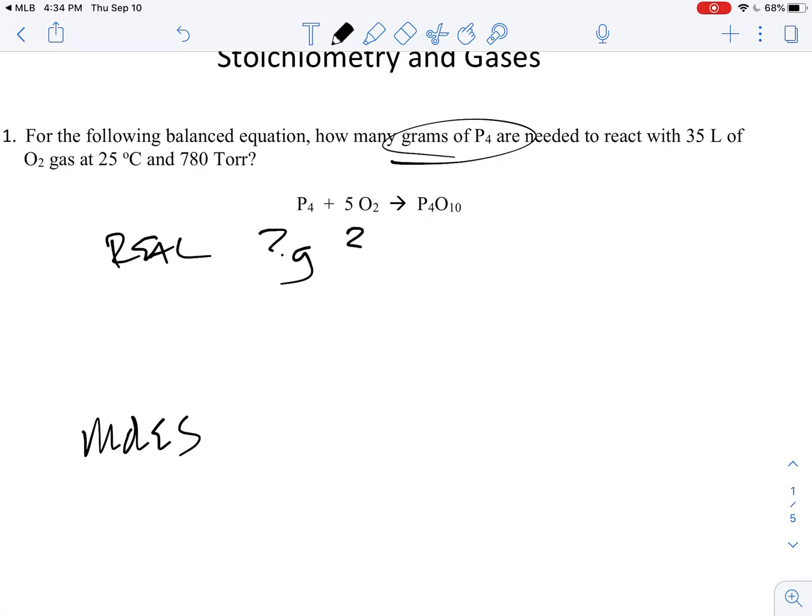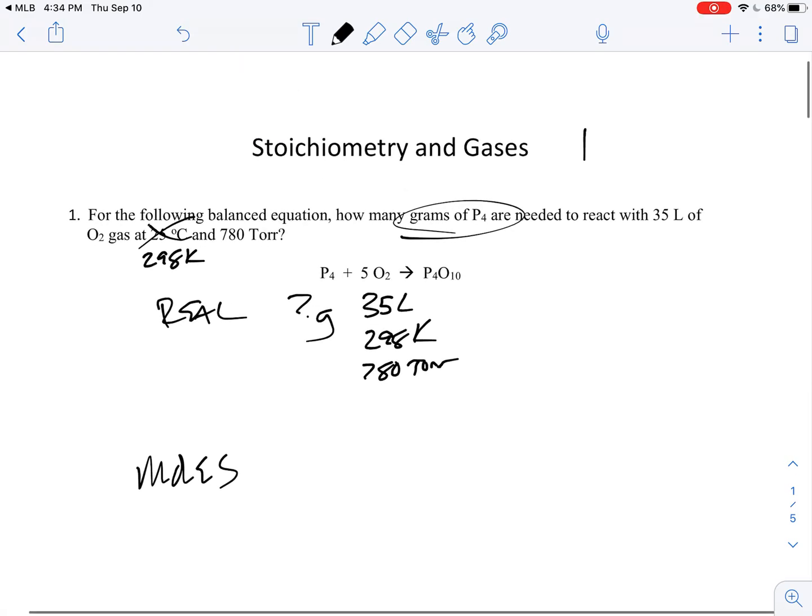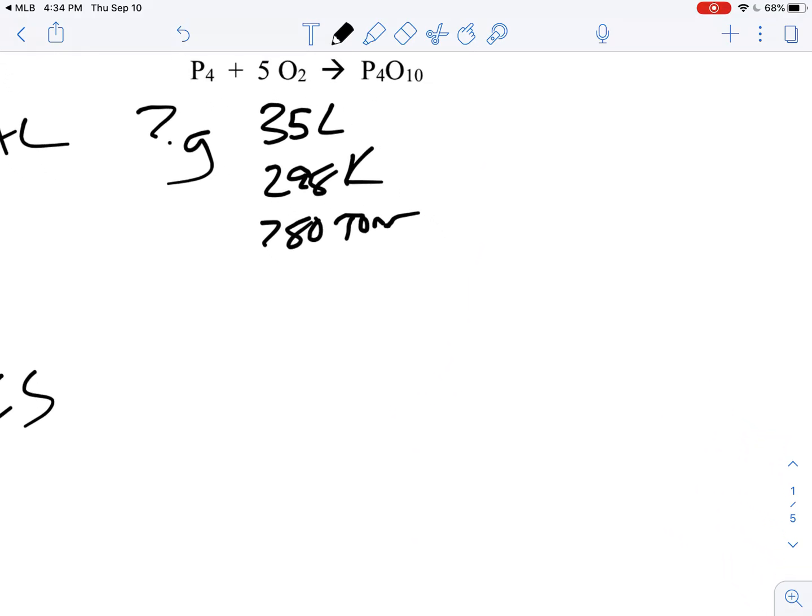And what did they give you? They gave you 35 liters at 25 degrees Celsius, so that's 298 Kelvin. 35 liters at 298 Kelvin at 780 torrs. Oh, sorry. What's a torr? A torr is the same thing as a millimeter of mercury. So if you see torrs, don't sweat that. It's the exact same thing as a millimeter of mercury, named after Torricelli, who invented the barometer.